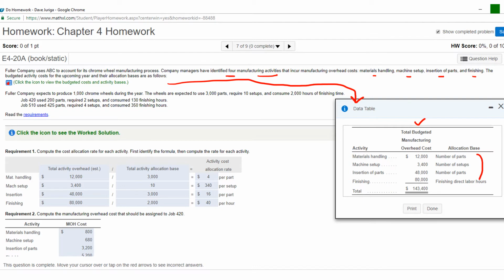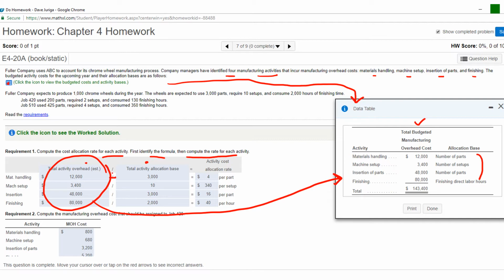And of course, notice they give you the base right there. So in the first part, it says compute the cost allocation rate for each activity. First, identify the formula, then compute the rate for each activity. Well, the formula is always your estimated overhead divided by the allocation base. That's the same as Chapter 3. So the numerator, though, in all of these is simply your estimated overhead. So if you go back to that little box over there, they've already given it to you, 12,000, 3,400, 48,000, 80. That's going to be your individual numerators.